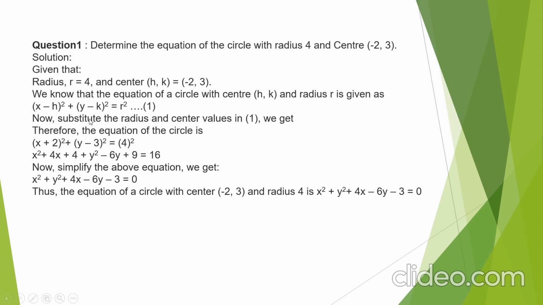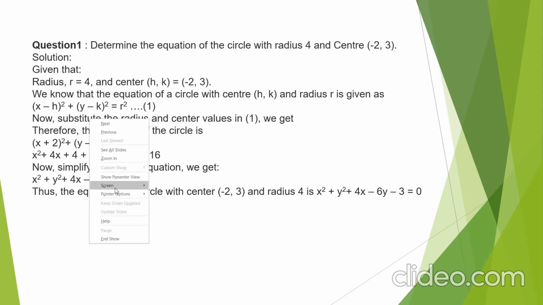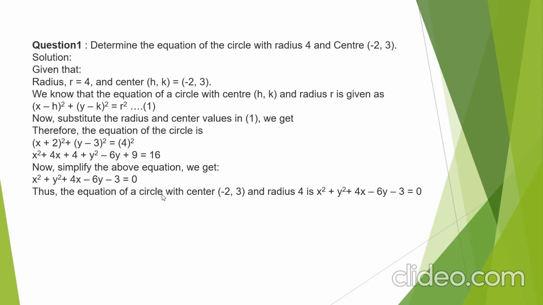Now we see an example on it. Determine the equation of the circle when the radius and center are given. Here r equals 4 and (h, k) equals (-2, 3). Substitute these values of h, k and r in the equation of the circle. So we get this equation and expand it. This is the equation of the circle when center and radius are given.